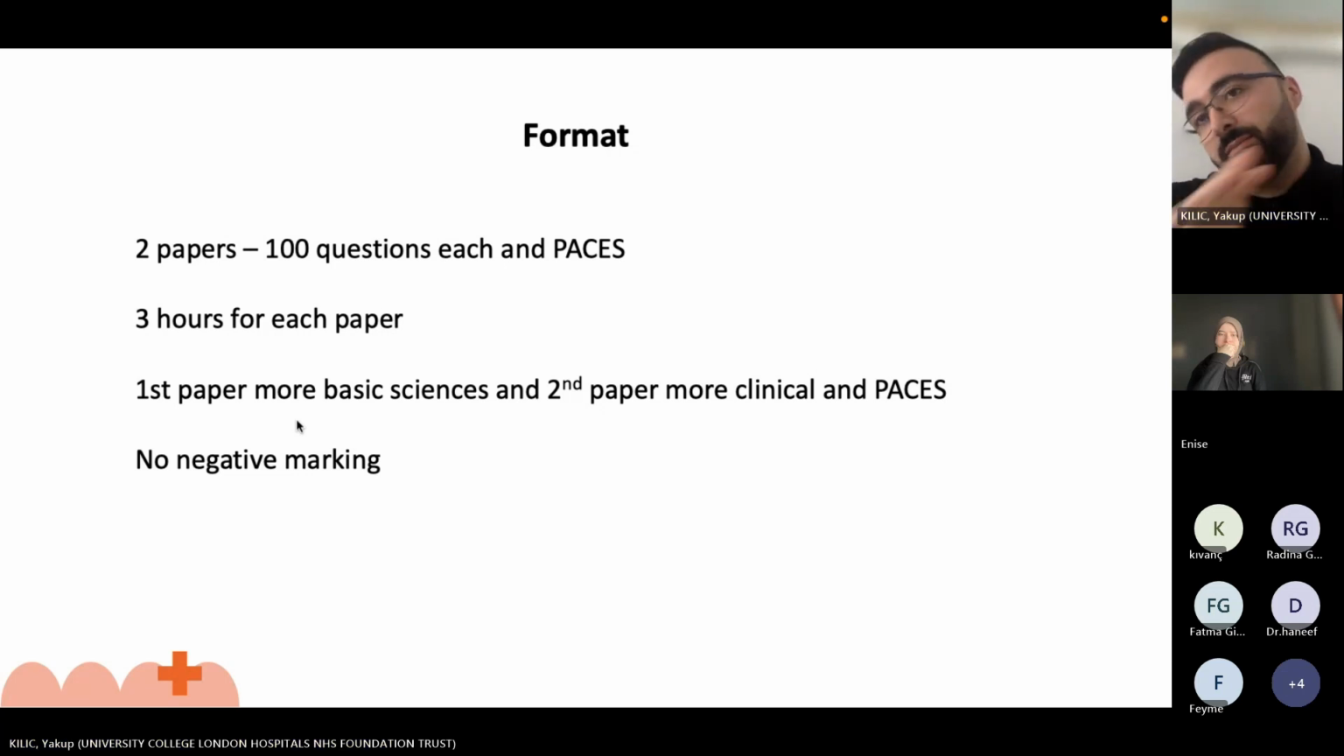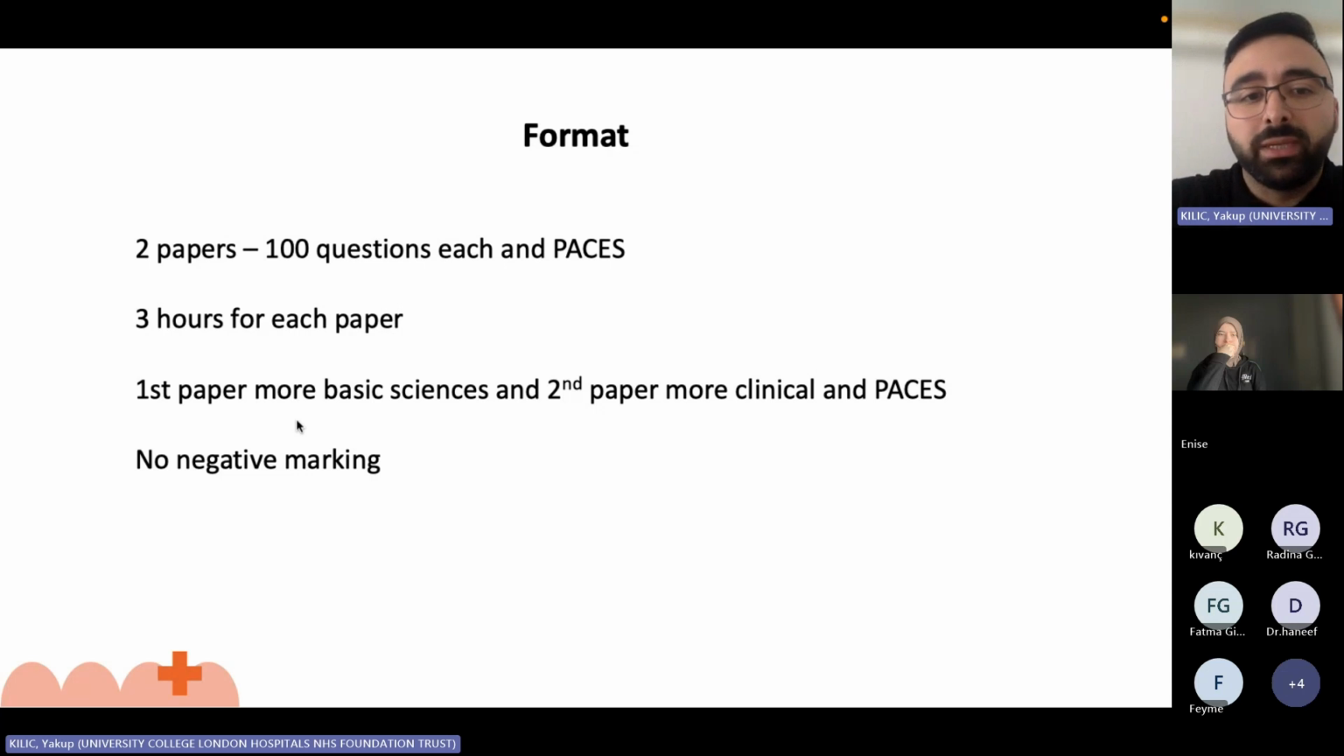The first exam, or part 1, is more basic sciences. You do have a bit of clinical questions in it, but it's mainly basic sciences. And the second part is more clinical, so you're bound to have things like ECGs, sometimes scan results or CT scans, and they give you more of a clinical background to the question. And there's no negative marking, so it's very important in the exam to answer all the questions. It's key. Don't leave any question unanswered.